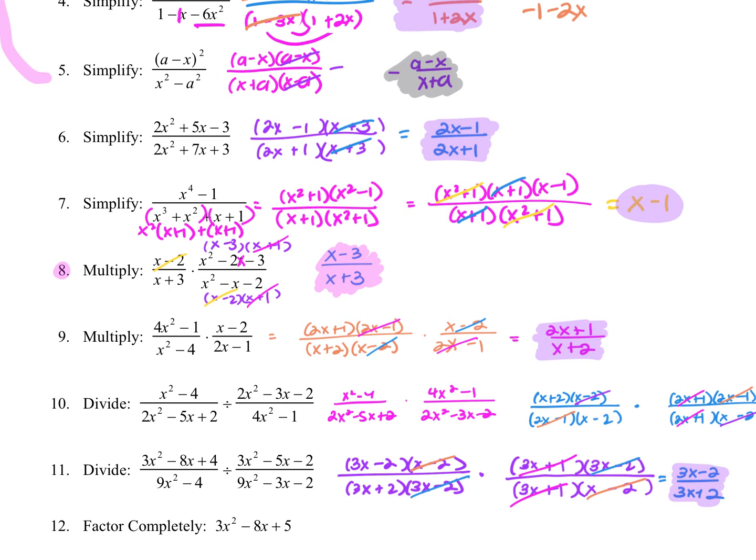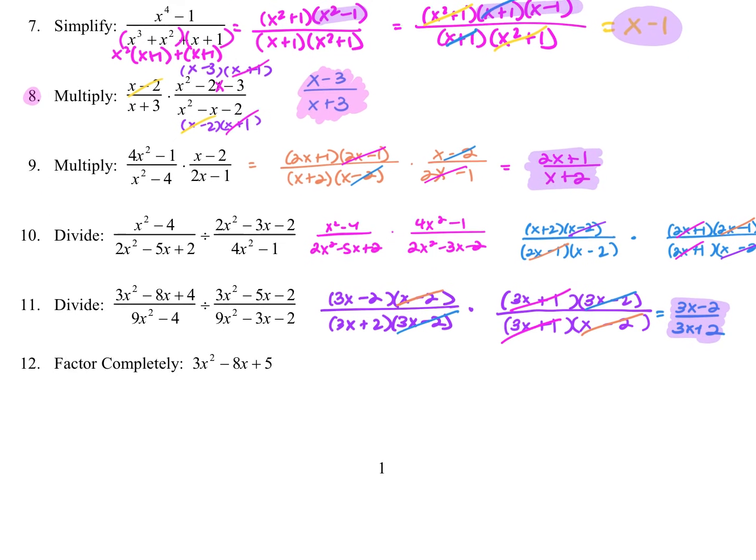6, you had to factor both the top and the bottom. You should have gotten 2x minus 1 and 2x plus 1 at the end. 7 had the difference of 2 squares in the top that not only broke down once but twice. So x to the 4th minus 1 becomes x squared plus 1 and x squared minus 1. And then the x squared minus 1 gets broken down into x plus 1 and x minus 1. Now the x squared plus 1s cancel in the top and the bottom, and the x plus 1 cancels in the top and the bottom. So if you only got part of the way, you won't lose all the credit, but obviously the goal here is to get all the way through.